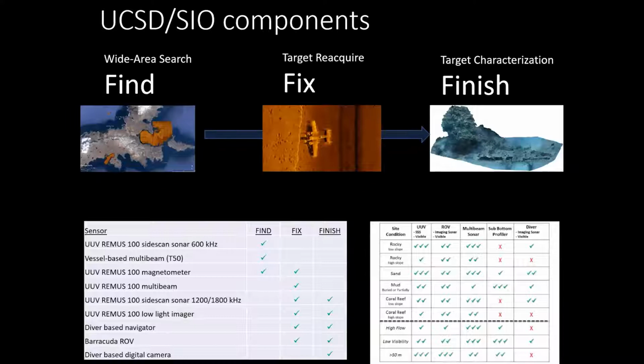So what Scripps does with that, the part that we do is all underwater, and we have three main steps. We start with what we call the find step. We have to do wide area searches. Our team of historians, they give us a pretty good idea of where to look, and I'll show you how we do that in just a few minutes. But we have to know where to look first.